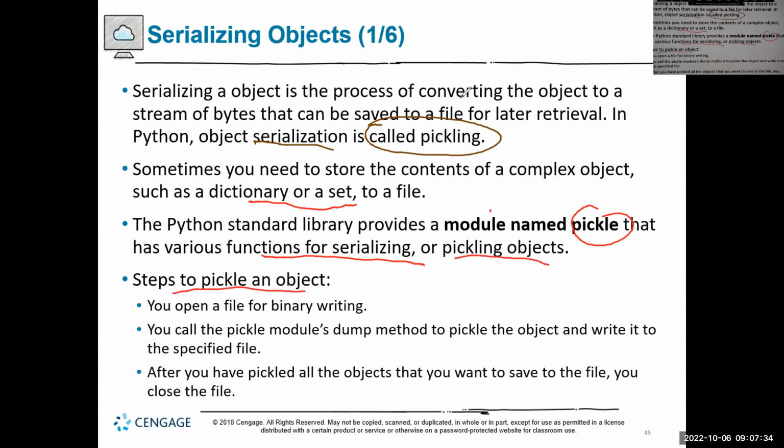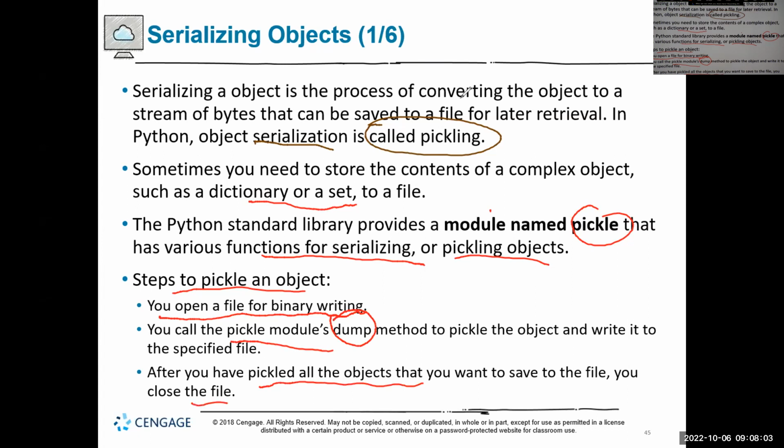All right, steps to pickle the object here. The first thing you have to do is open the file for binary writing. That means you open a blank file, and you spread out the dictionary and write it into the file. Then you call the pickle module. The pickle module has the dump method, which pickles the object and writes it into the specified file. After you pickle all of the objects you want to save in the file, you just close the file.